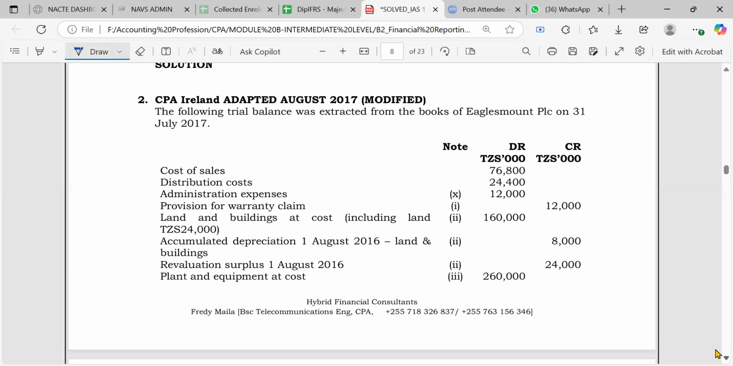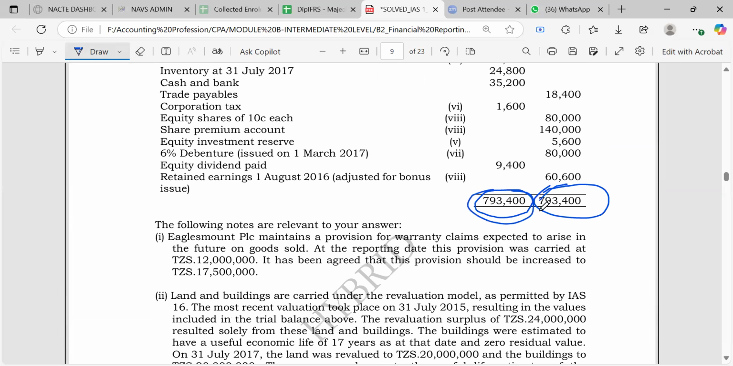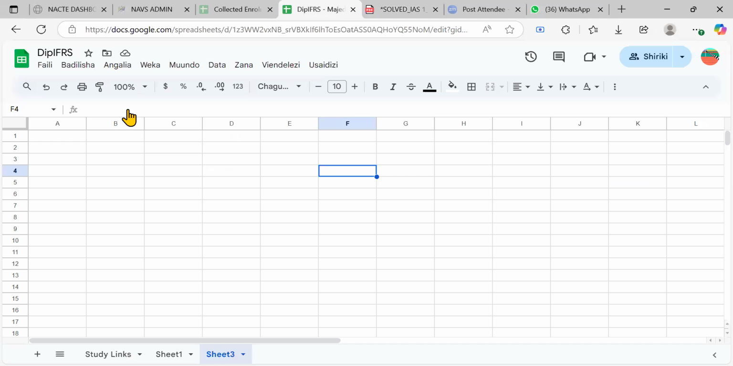The trial balance means double entries were already made. That's why you can see the debit side equals the total of the credit side. So whenever you read the additional information, make sure that you pass the double entries, right? To be sure of your statement to balance. Okay. So when you are doing this kind of question, you have to follow up like this.